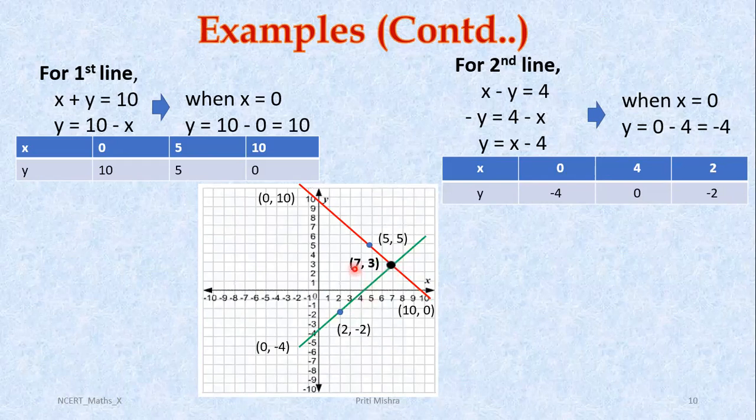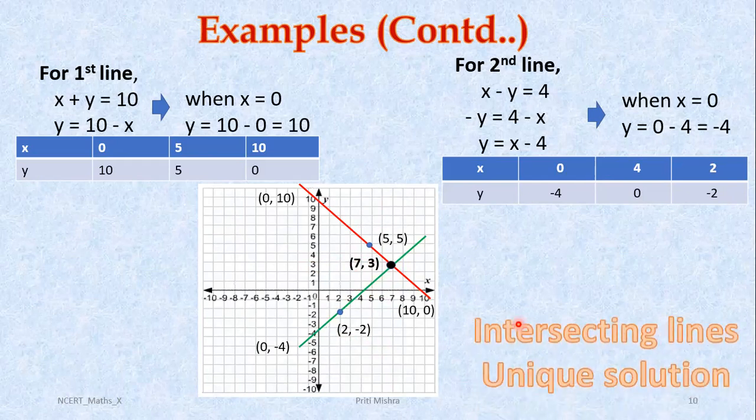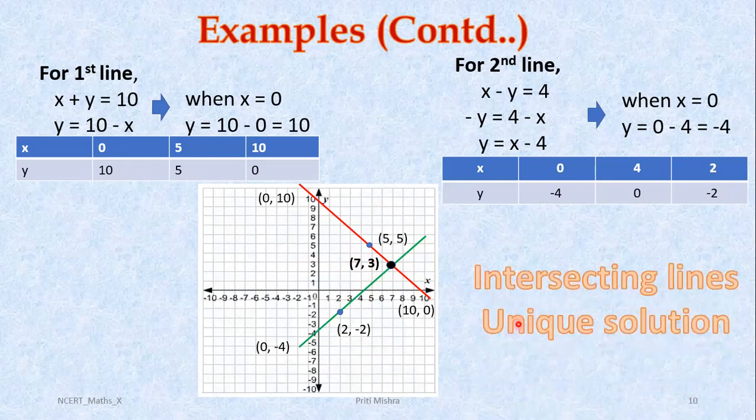You can find its location here. Just 7 units it is covering on the x-axis. After dropping a perpendicular from this intersection point, you can find the exact location. This is on 7, and just by dropping a perpendicular here on the y-axis, you can see it's on 3. So the location of this point is 7, 3 on this graph paper. So this is the intersection point of these two lines.